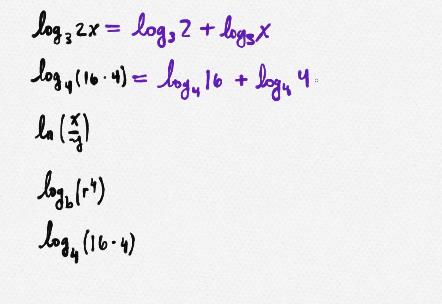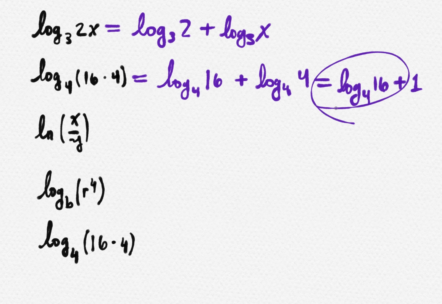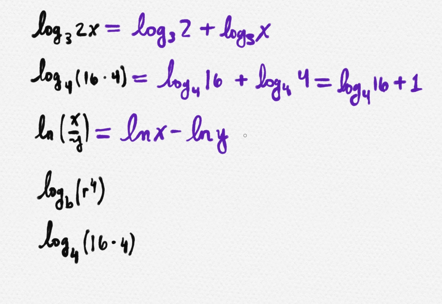So we could rewrite this as log base 4 of 16 plus 1. So it's easy to see in this case how things got a little bit simpler or easier. This one, that's the natural log of x divided by y. That's going to be ln x minus ln y, and that's all we can do.